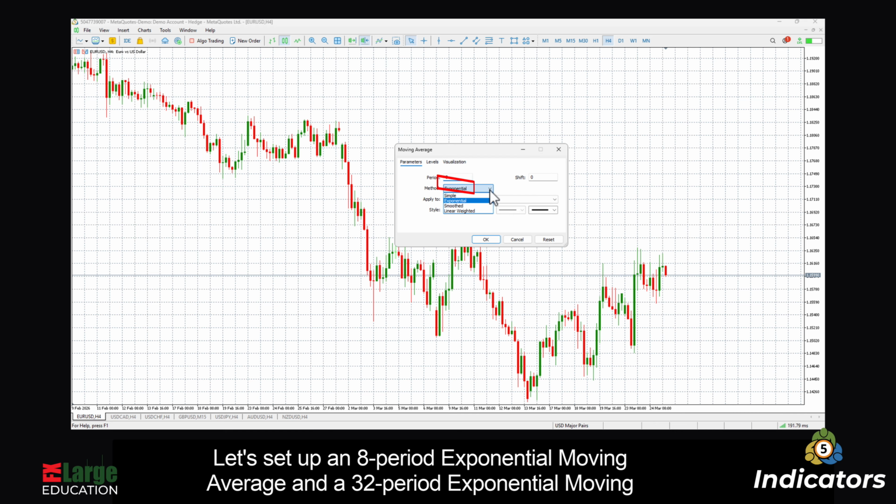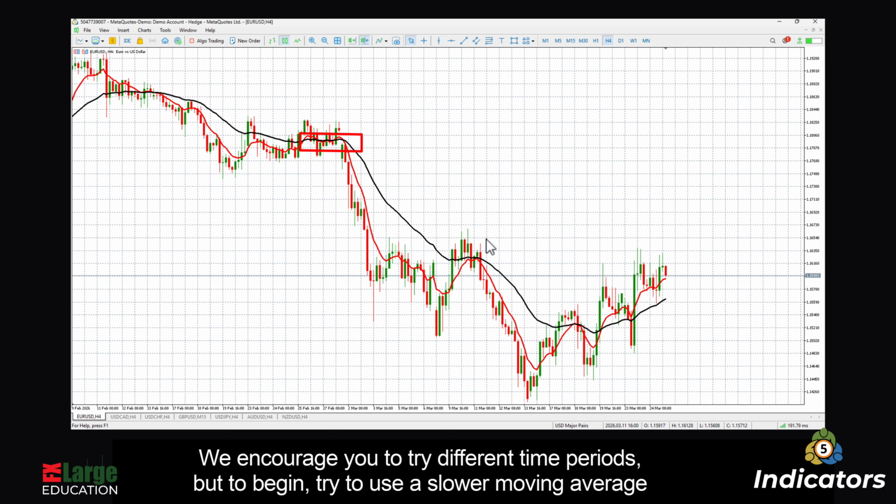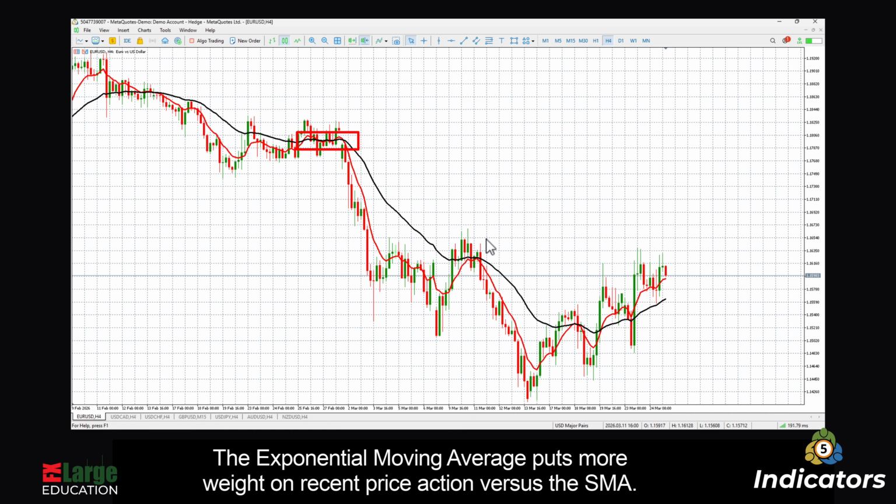Let's set up an 8-period exponential moving average and a 32-period exponential moving average visible on all time frames. We encourage you to try different time periods, but to begin, try to use a slower moving average that is 4 times the period of the faster one. The exponential moving average puts more weight on recent price action versus the SMA.